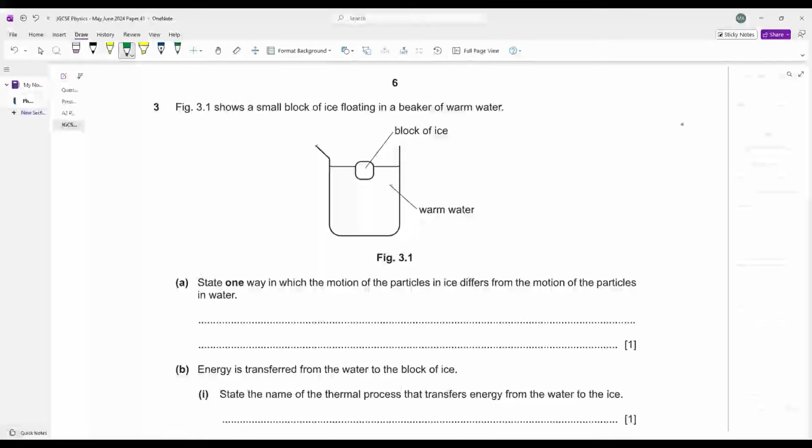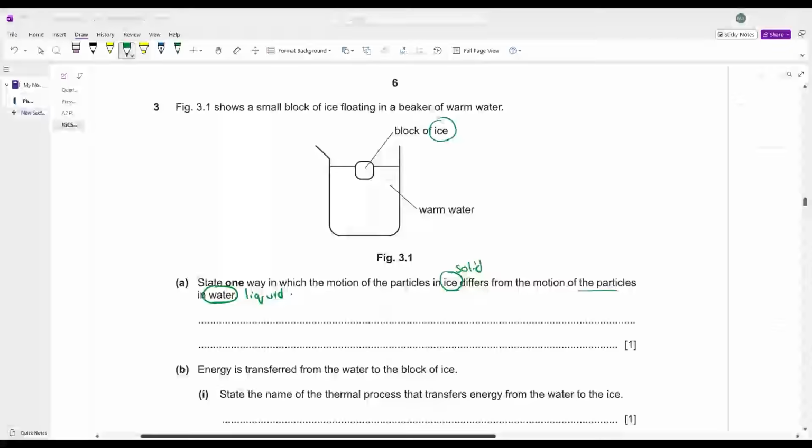Figure 3.1 shows a small block of ice floating in a beaker of warm water. State one way in which the motion of the particles in ice differs from the motion of the particles in water. How does the motion of particles in ice, that is a solid, differ from the motion of particles in liquid, that is water? बेटा solid में क्या होता है? The molecules vibrate about a fixed position.